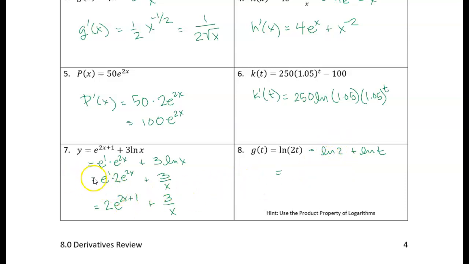Just realizing back here I should have written y prime or dy dx because this was just a rewrite. Okay, so I'm going to write g prime of t. Take the derivative of the constant and get 0, so this just becomes 1 over t, because the derivative of the natural log of t is just 1 over t.